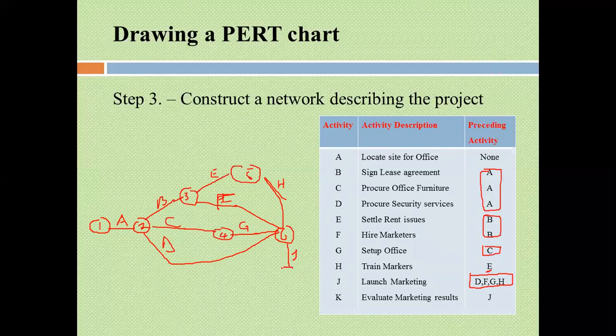Now, when J terminates, it gives way to K. So this is number 7, and this is number 8. So K is the last event, and then you terminate.